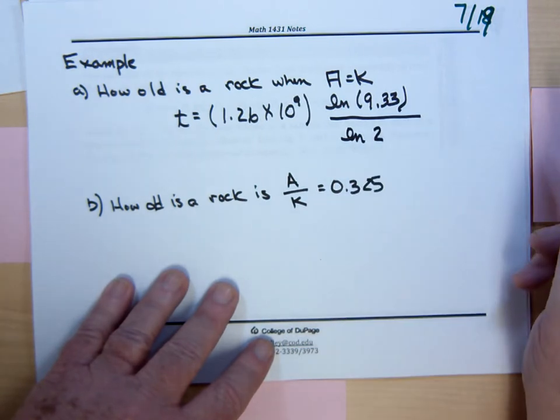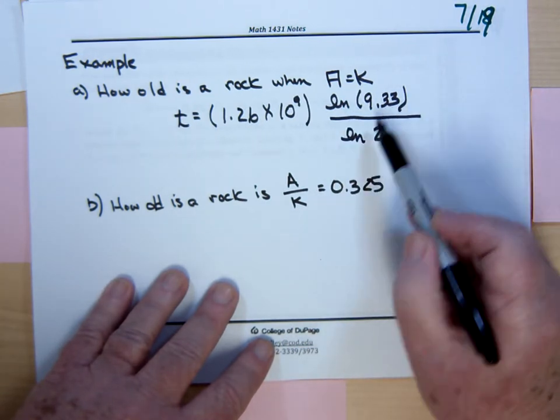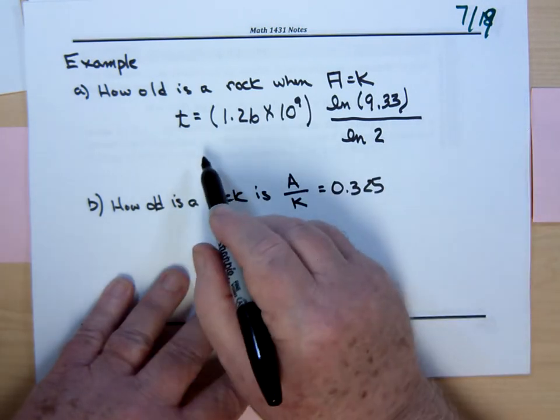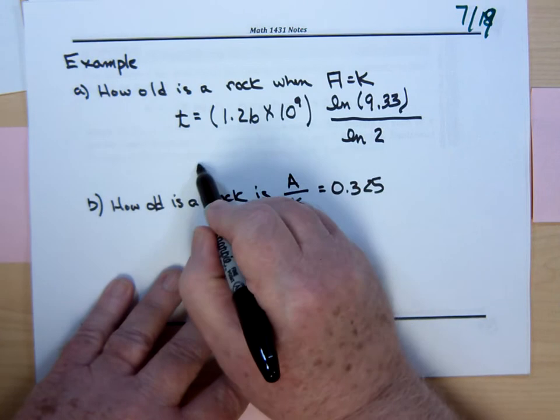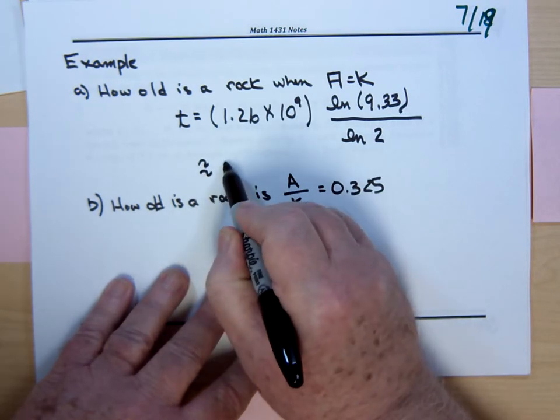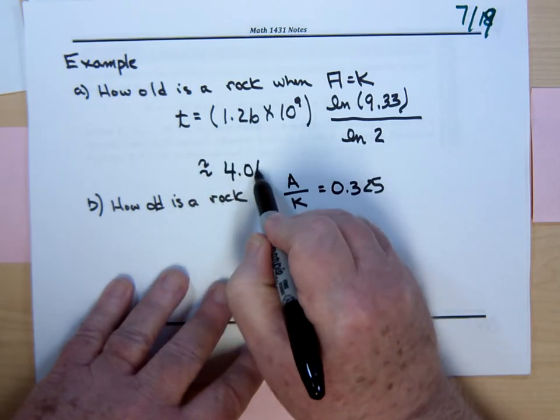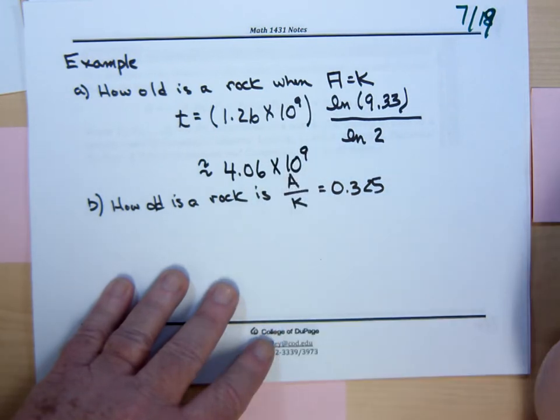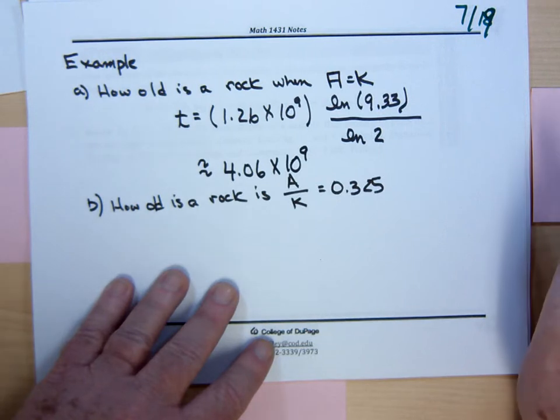So you'll go through and punch this into your calculator, multiply it all together, and what you will end up with is approximately 4.06 times 10 to the 9. That means that this rock is 4.06 billion years old.